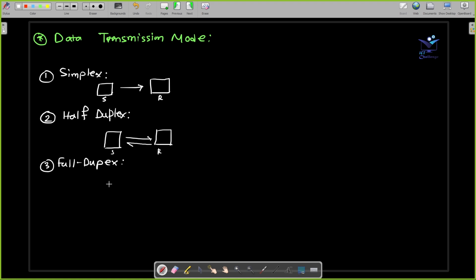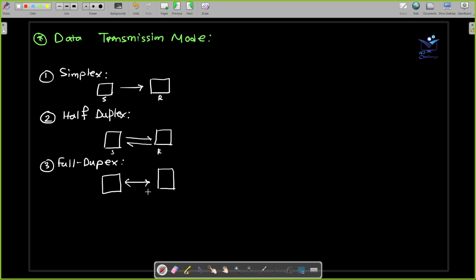Full duplex is a method where we can send and receive all the data at the same time, like our mobile or telecommunication system. When we call our friends or others, we can send and receive at the same time when we use the full duplex data transmission mode. So this is the simplex, half duplex and full duplex transmission mode.